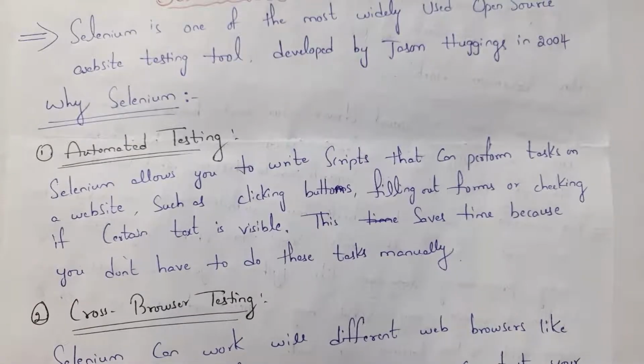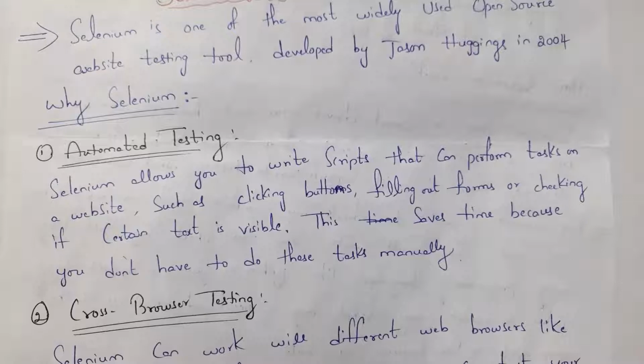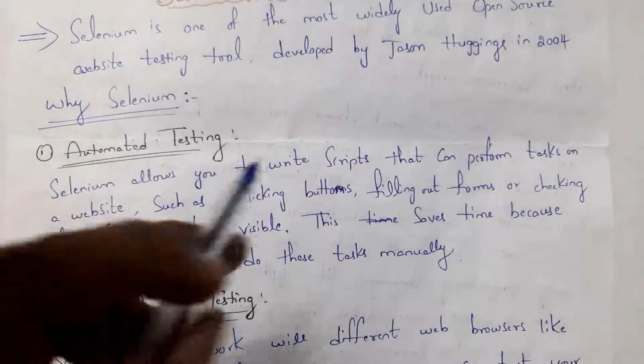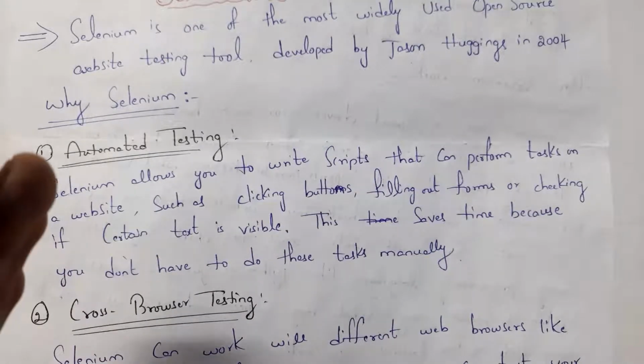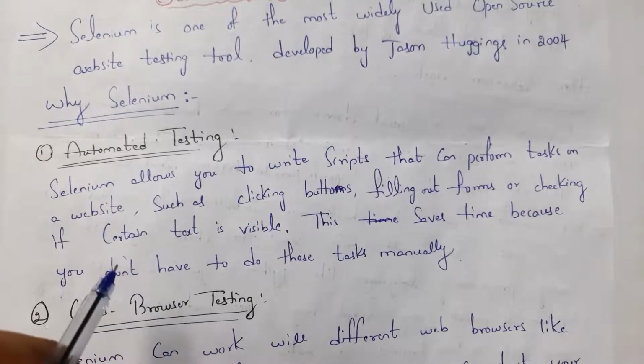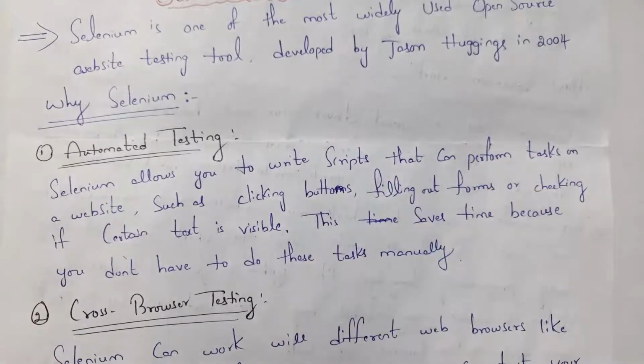Guys, by using Selenium, we can test websites. For example, let us say I developed one website. Now I want to test that website. So for that purpose, I need to write a script. Whenever I write a script and execute it, automatically testing will be performed on the website. So Selenium allows you to write scripts that can perform tasks on your website, such as clicking buttons, filling forms, or checking if certain text is visible. This saves our time because there is no need of doing it manually.